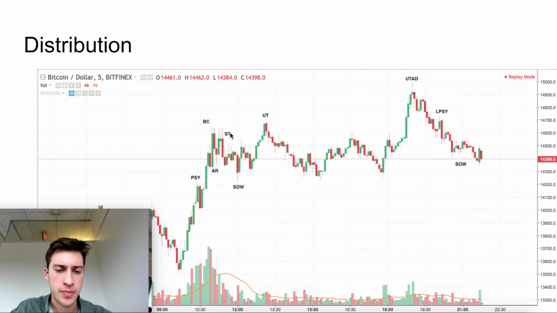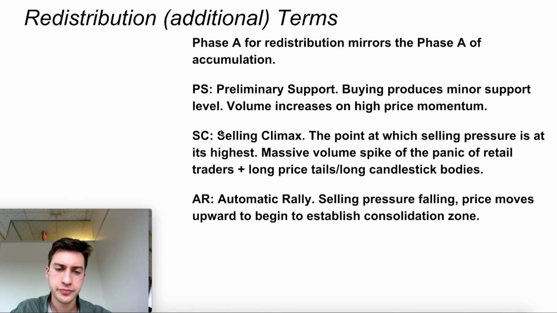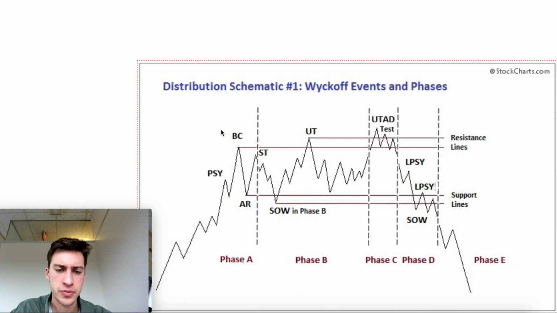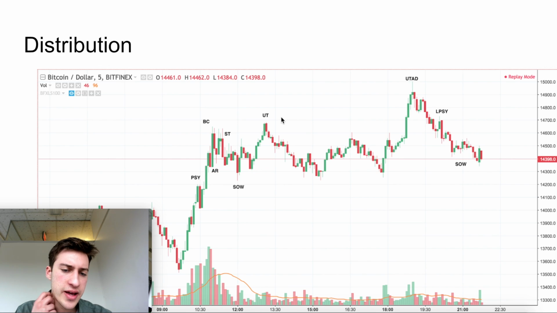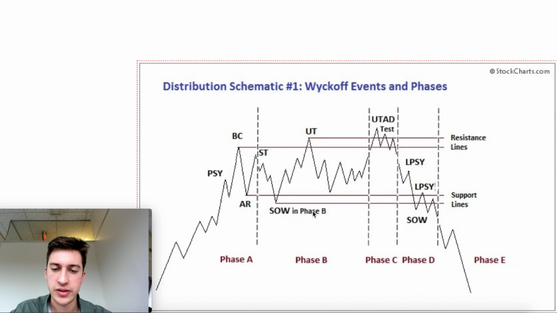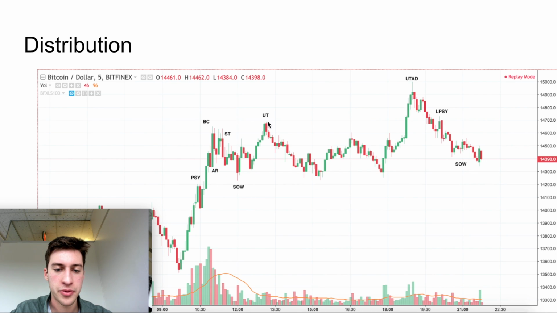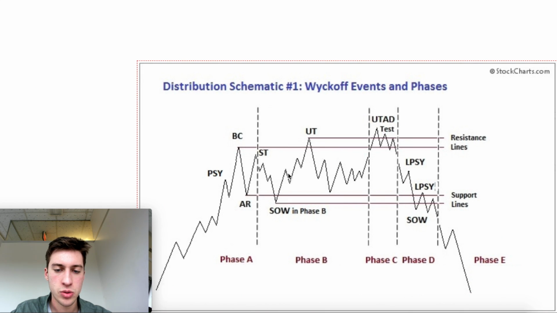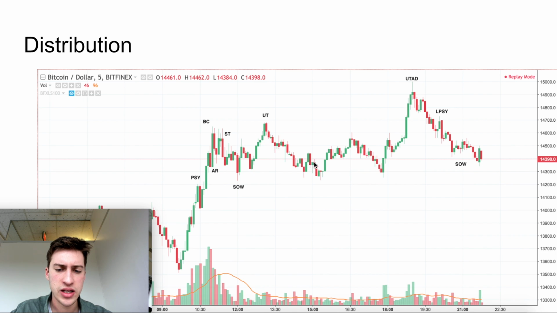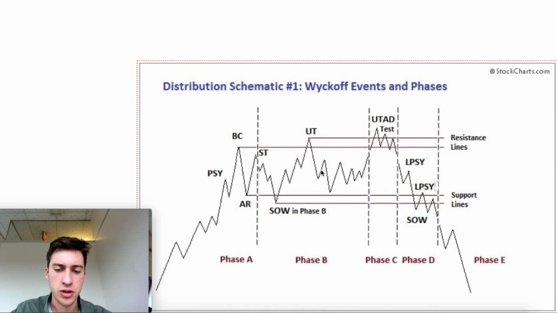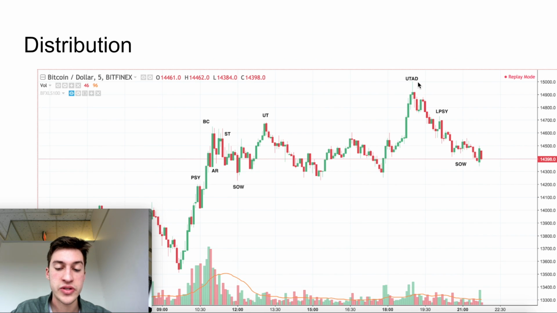We get the ST right back up to about resistance here, but it doesn't break the resistance. Again, I'm referencing this distribution to this right here. And then after that, we get our ST, the secondary test, and the sign of weakness. Sign of weakness, beautiful. After that, we get our upper thrust right here with the UT, beautiful. Then we get this kind of consolidation move, as you see right here, boom. And then we get the UTAD.